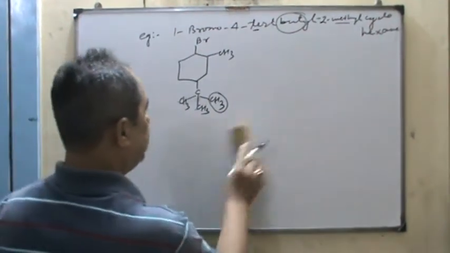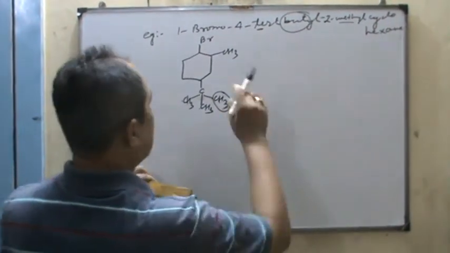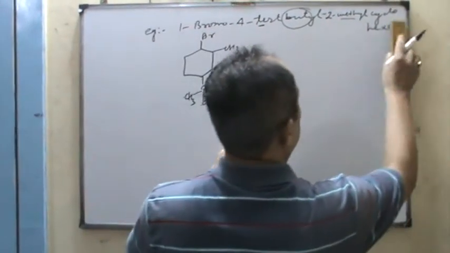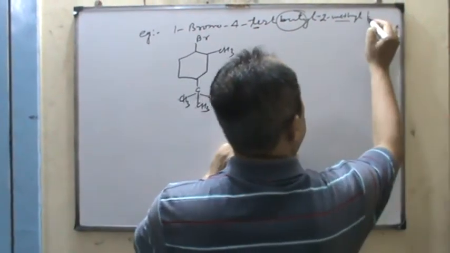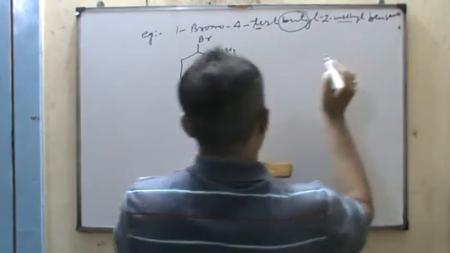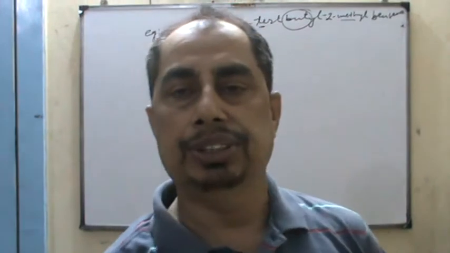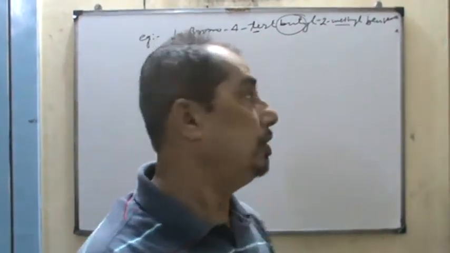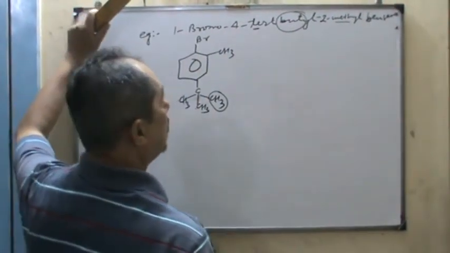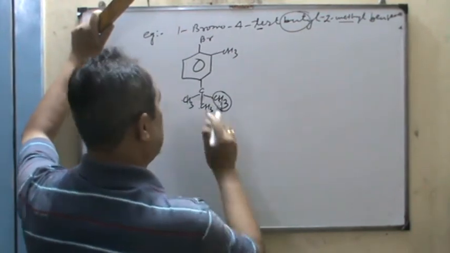Now therefore, if I say 1-bromo, 4-tertiary butyl, 2-methyl, and the parent is simply benzene, here you write benzene. It is benzene because of the ring in benzene. Therefore it is 1-bromo, 4-tertiary butyl, 2-methyl benzene. Alright.